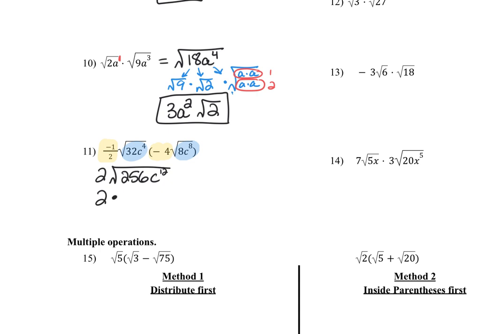So I have 2. Remember, 2 on the outside means we're multiplying. So 2 times 16. And then I do the same thing with my c's. If there are 12 c's, I want to know how many groups of 2. Well, there are 6 groups of 2 with none left over. So now I have no more radical sign because everything was perfect and had no remainders, no leftovers underneath it. So now I get to multiply it together. 2 times 16 is 32 times c to the 6th power.